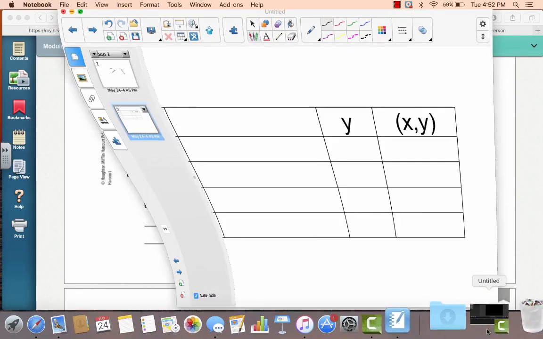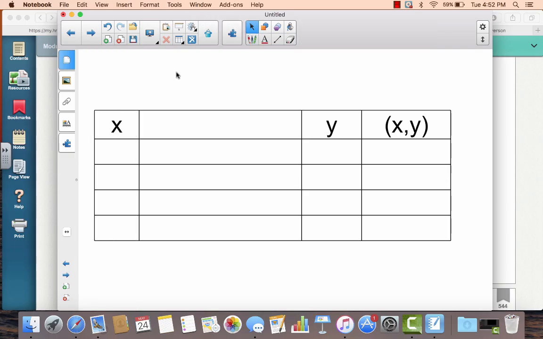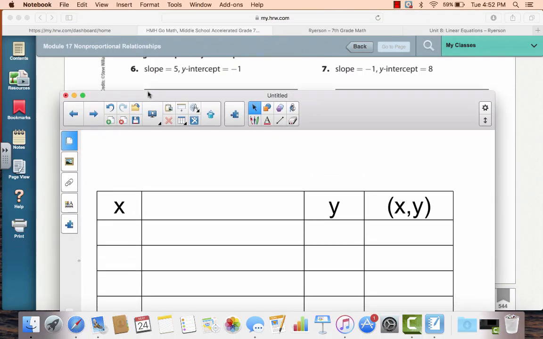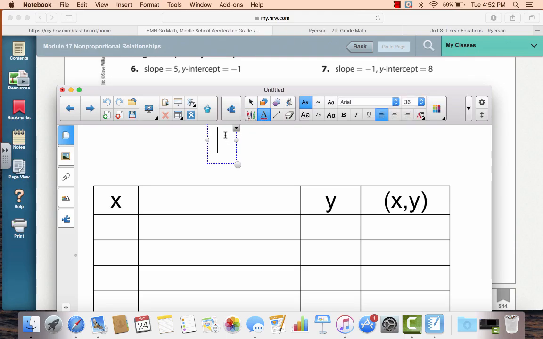So the first thing I want you to think about, if I'm dealing with a slope of 5 and a y-intercept of -1, what would that equation look like? So keeping our format of y equals mx plus b, the first thing I'll do is replace m with the number for slope, so I'm going to put a 5 there, and I'll replace b with the y-intercept, which is a -1.